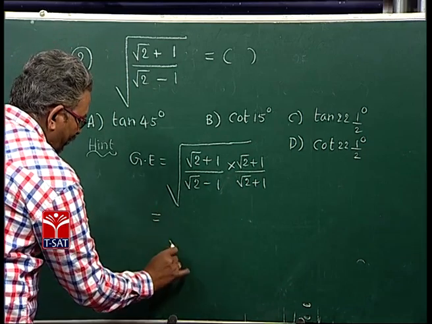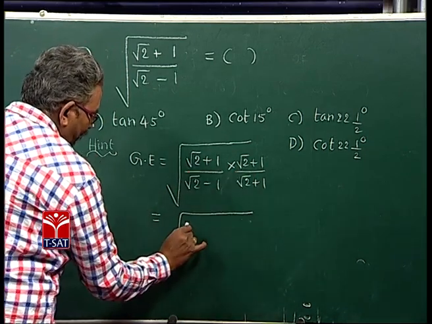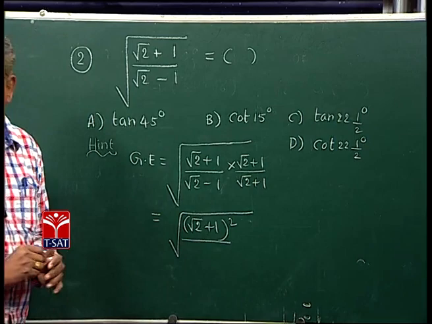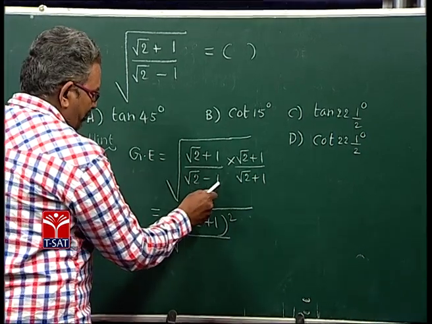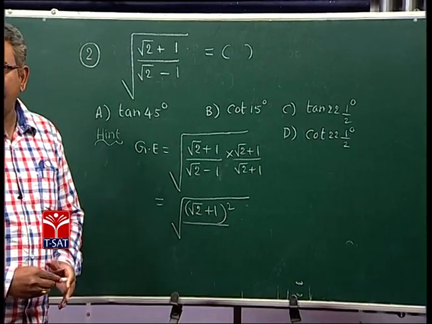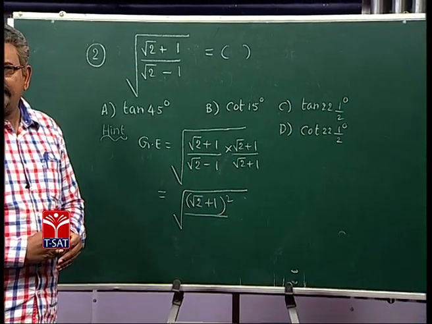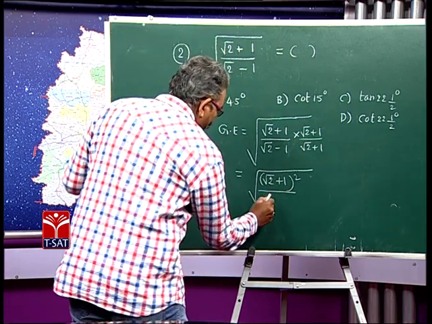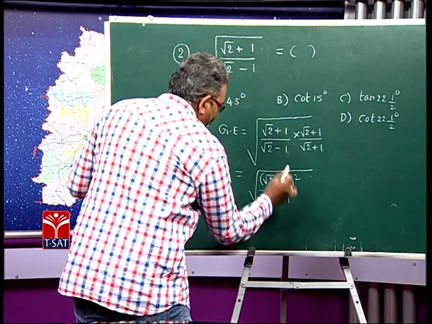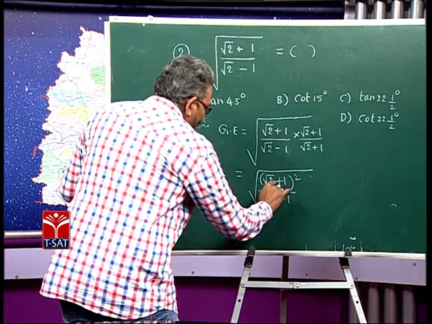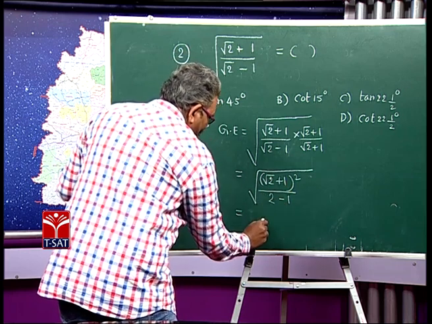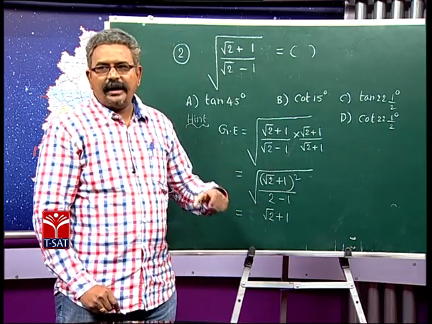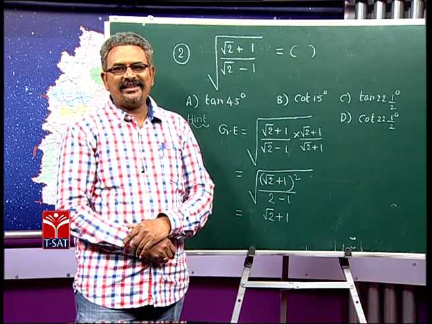Here, root 2 plus 1 into root 2 plus 1 gives (root 2 plus 1) whole square in the numerator. In the denominator, this is a minus b into a plus b. What is a minus b into a plus b? That is a square minus b square. So we get root 2 square, 2, minus 1 square, 1. So we get root of (root 2 plus 1) whole square by 1, so we get root 2 plus 1. Now whose value of tan or cot is equal to root 2 plus 1?